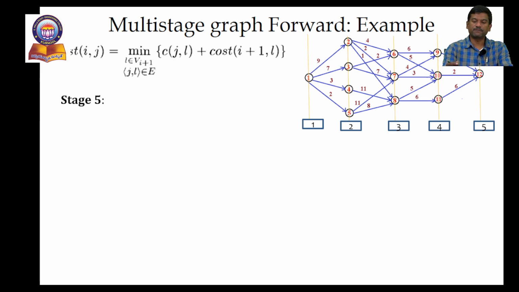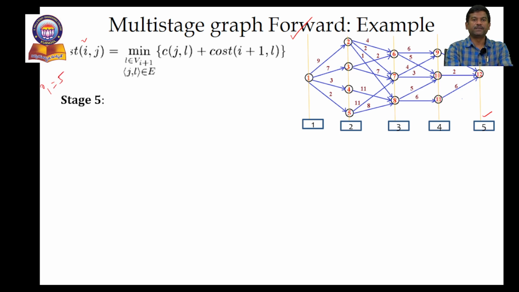So when coming to the forward approach, to calculate the cost you go from the last stage to the first stage. So you need to consider the last stage, that is stage 5. At stage 5, what does the value of i indicate? i indicates the stage, so here the i value becomes 5.